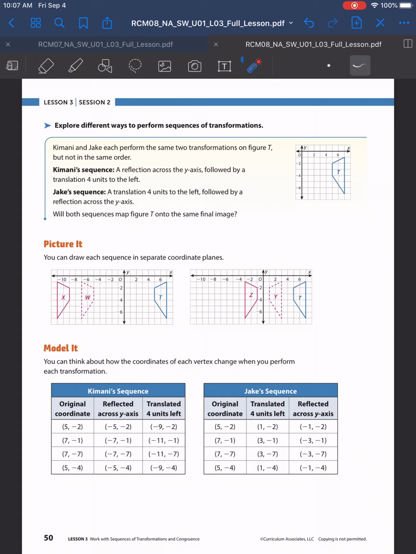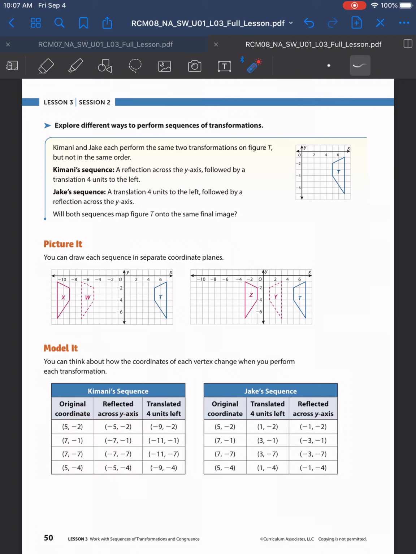We could also do this if we didn't have the picture. We could also use just the coordinates of these points. So here's the original coordinates. They're going to be the same for each of these, right? Now they're showing that if you reflect across the y-axis, all it does is it changes the x's to their opposite sign. Do you see how the y's all stayed the same?